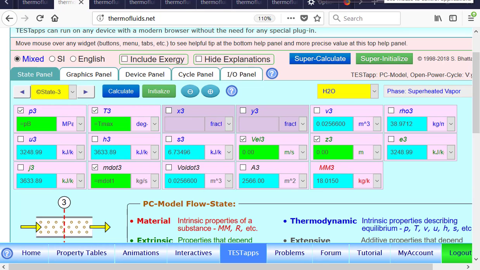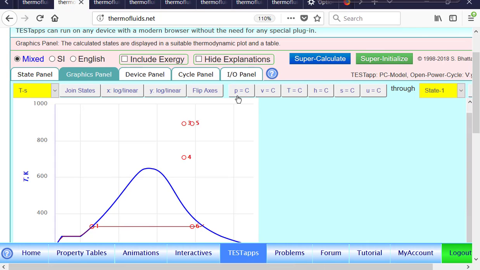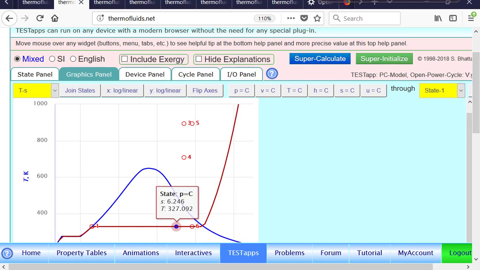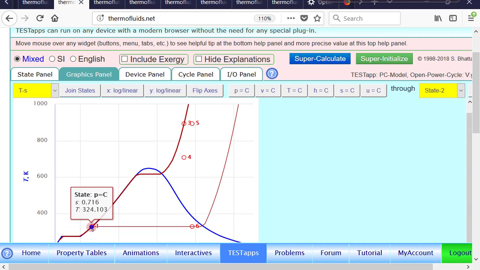If we go to the graphics panel, we expect state 1, if we draw a constant pressure line through state 1, of course, state 1 will be at the condenser pressure. If we draw a constant pressure line through state 2, it should take us from 2 to 3, just like as shown here.